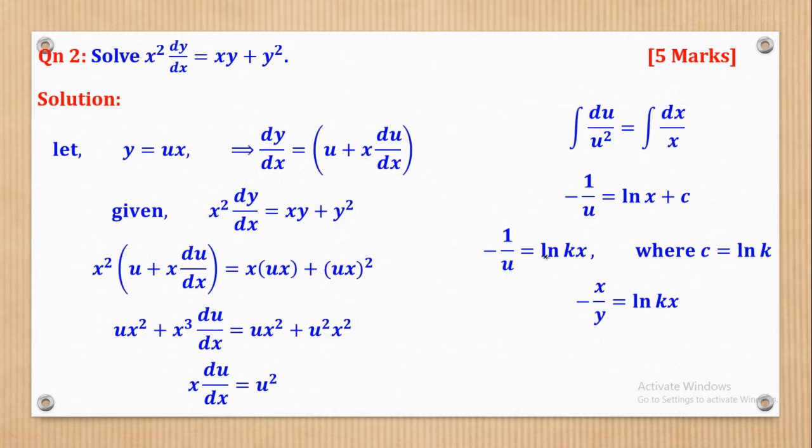Then when I do that, it implies that, remember, u was y over x, therefore 1 over u is x over y, as you can see it here. Therefore, e exponential of negative x over y is equal to kx.